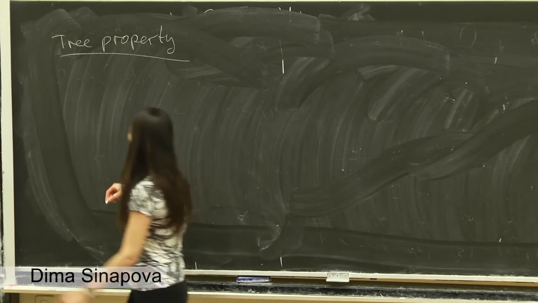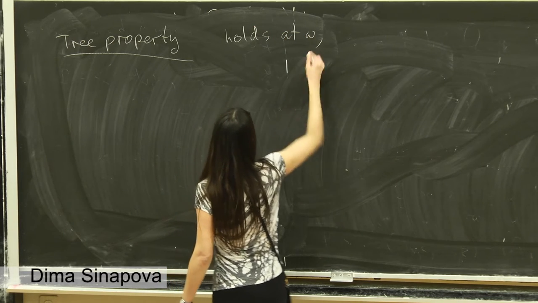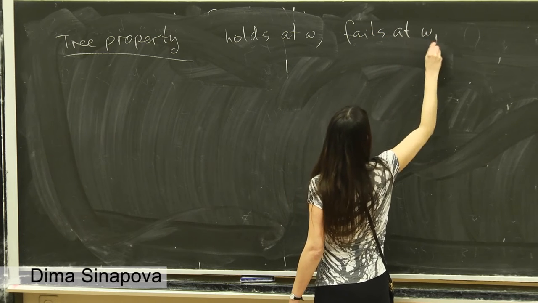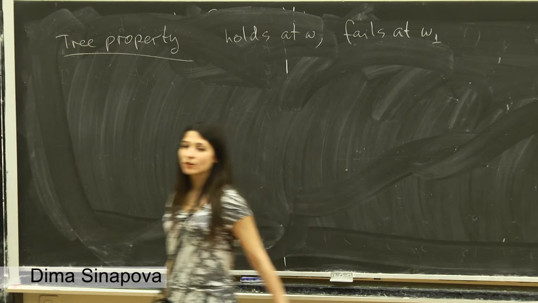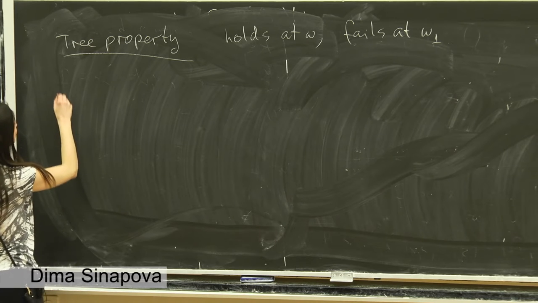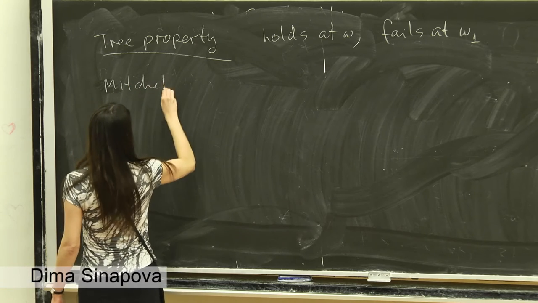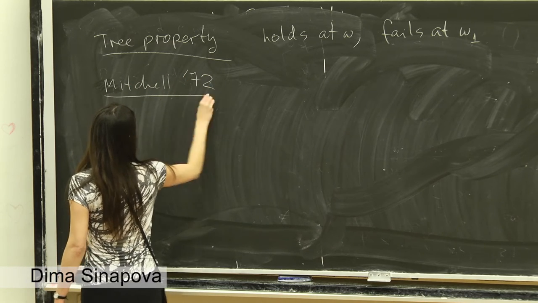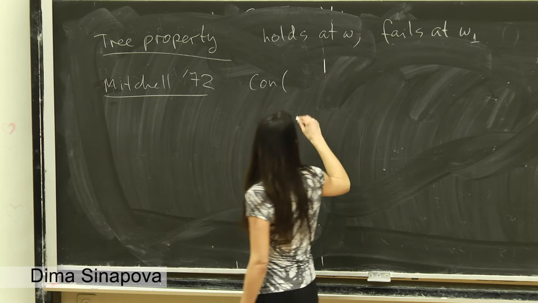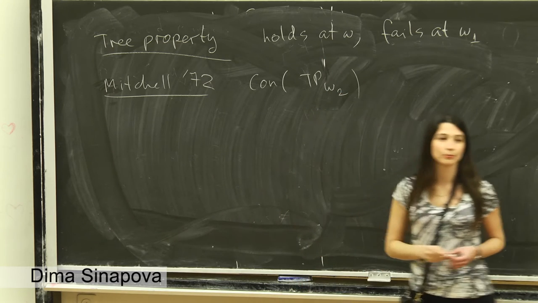And so, for example, we know that the tree property holds at omega, fails at omega 1. So what about cardinals above omega 1? That was the first consistency result, and this was due to Mitchell in '72, that from a weakly compact one can obtain a model where the tree property holds at omega 2.